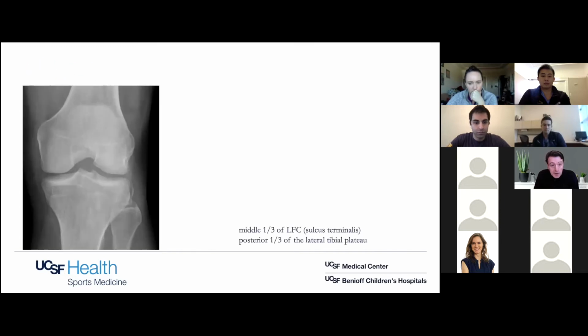Okay, Monica, what are we seeing here? So it's an AP of the knee. Looks like there's a Segond fracture on the lateral. Okay, so that's the only really pathognomonic X-ray finding. You know, there's other associated things that we see with ACLs.